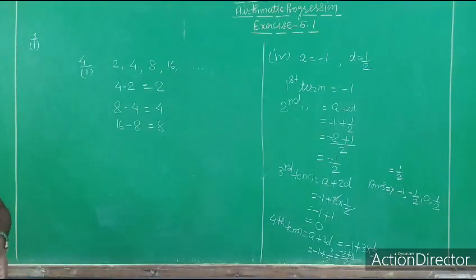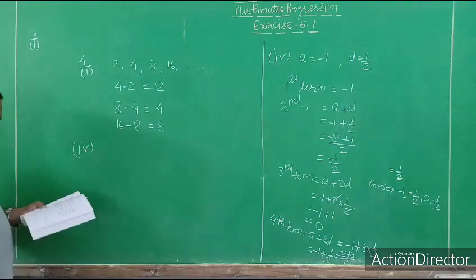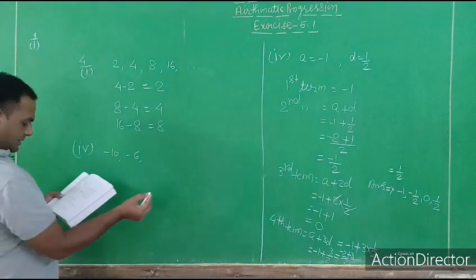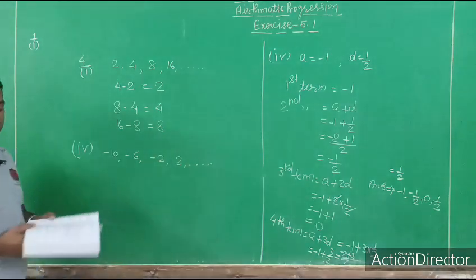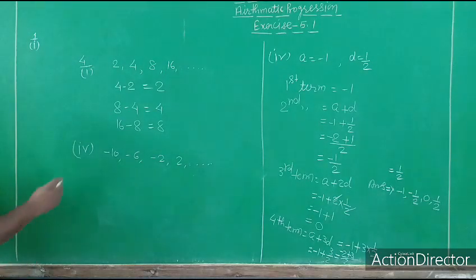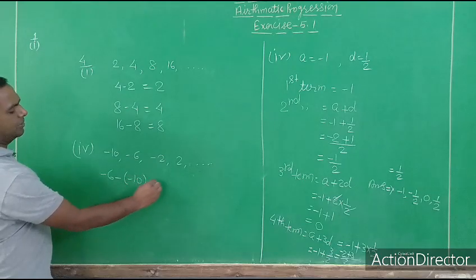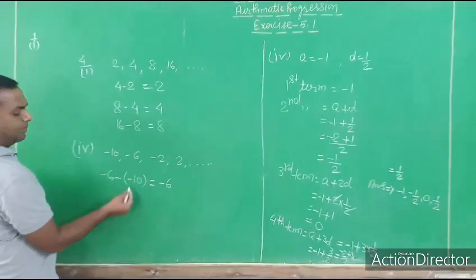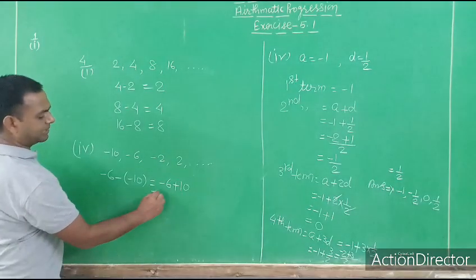Next question, question number 4. Next, this is minus 10, minus 6, minus 2 and 2, and so on. Here you also do it like this, difference d: minus 6 and minus 10. So you see that it is minus 6 and the multiplication of minus and minus is converted into plus, so it is a plus 10.